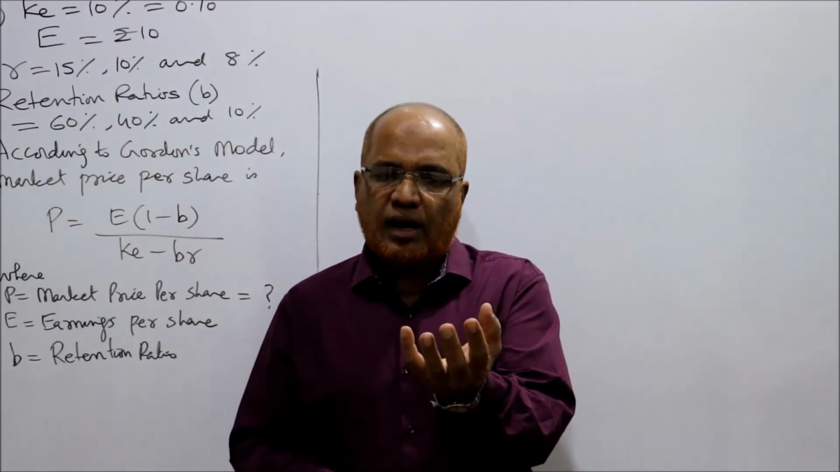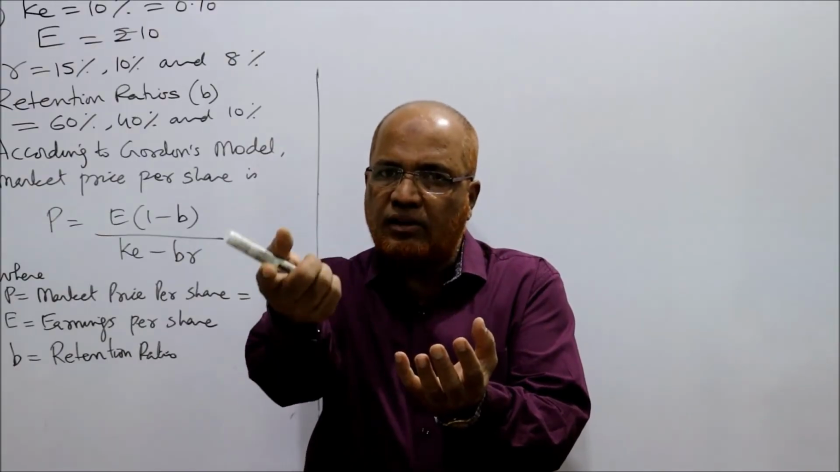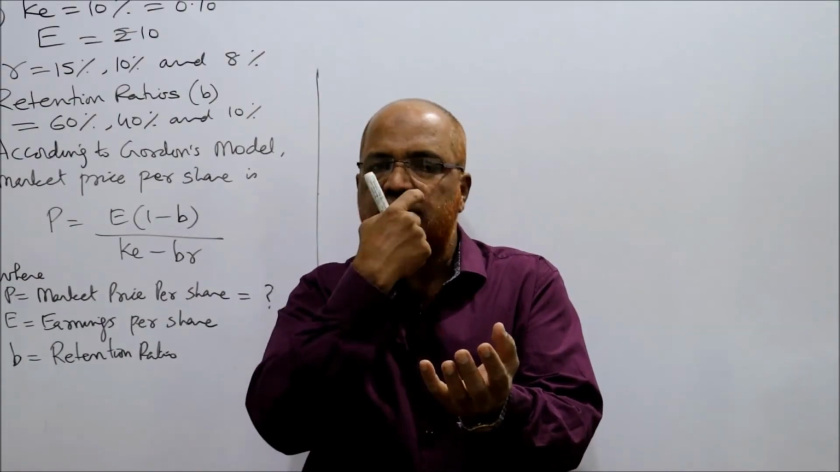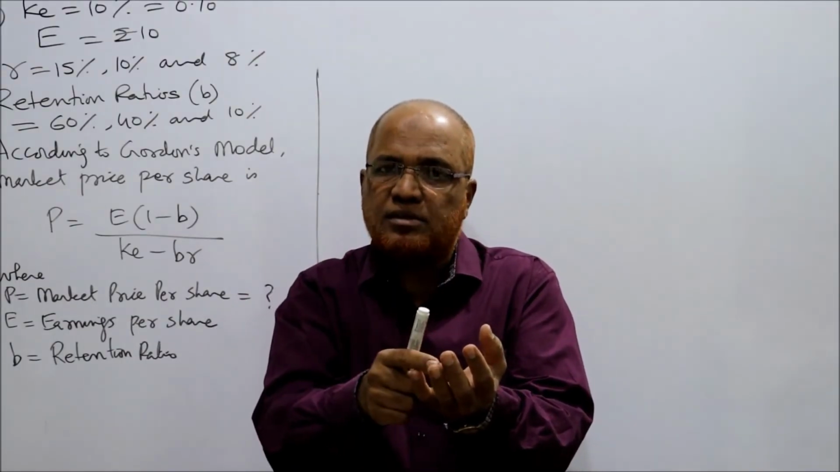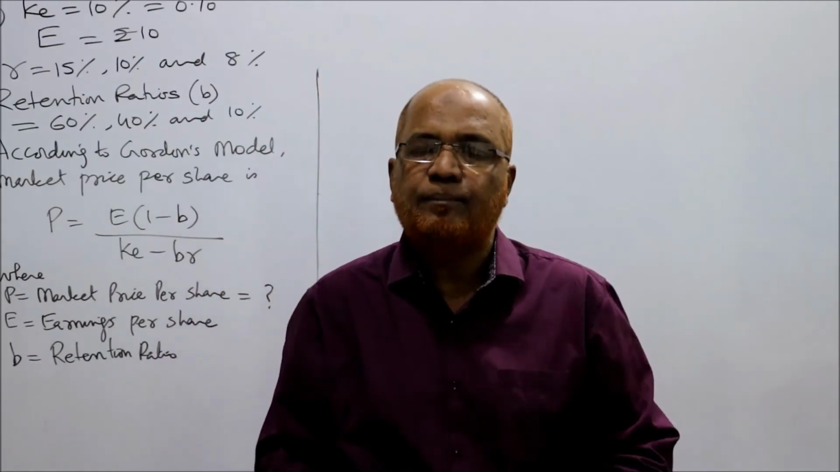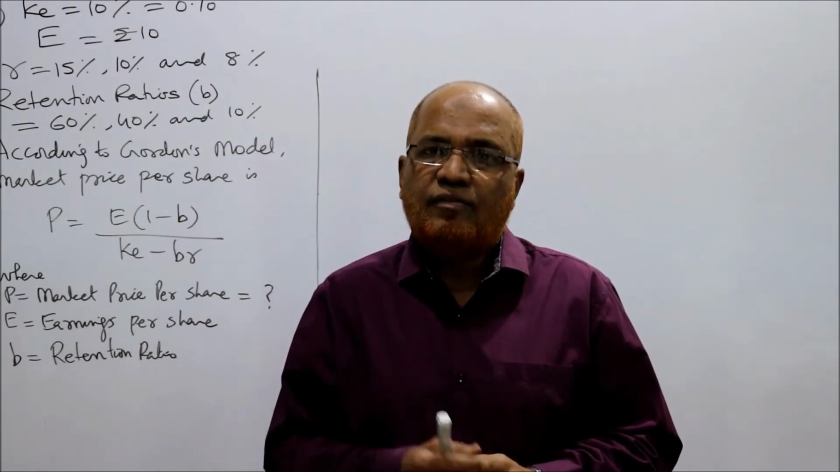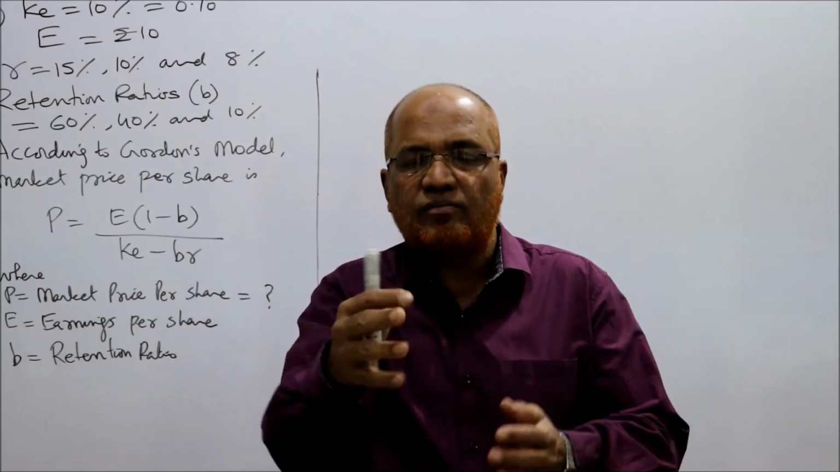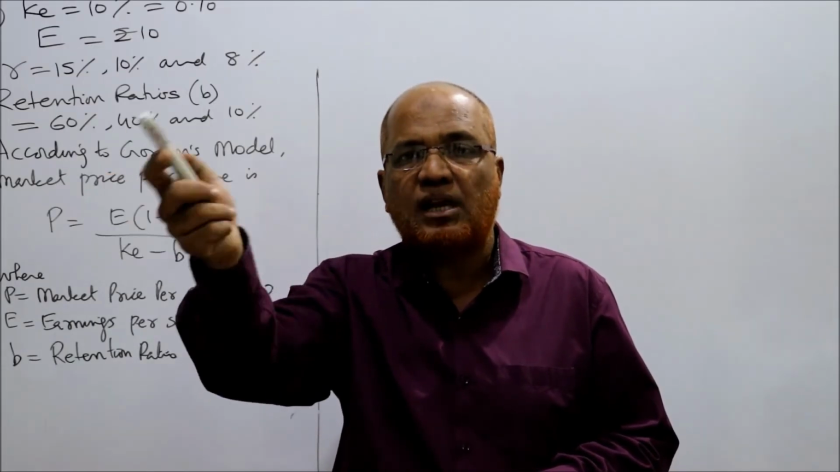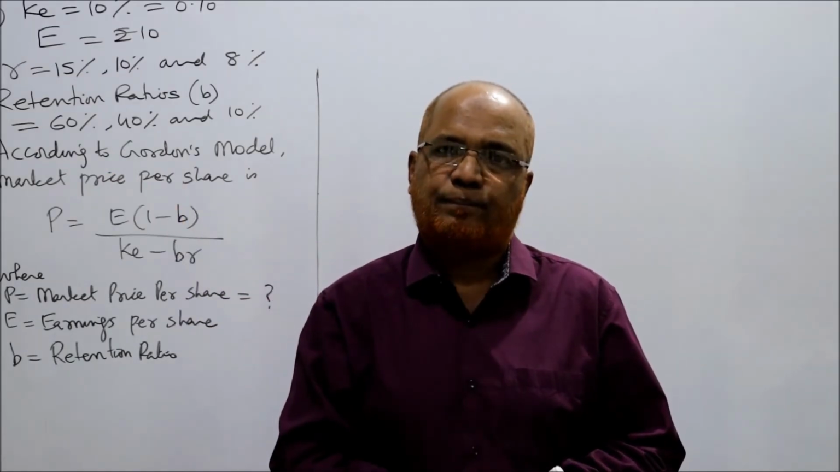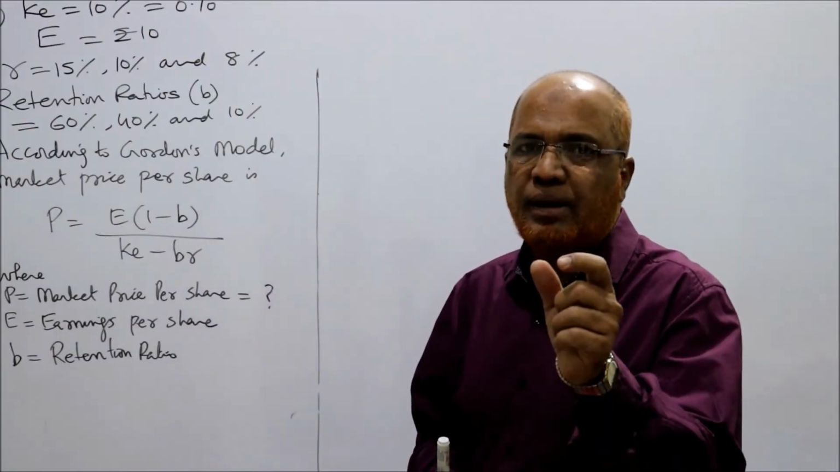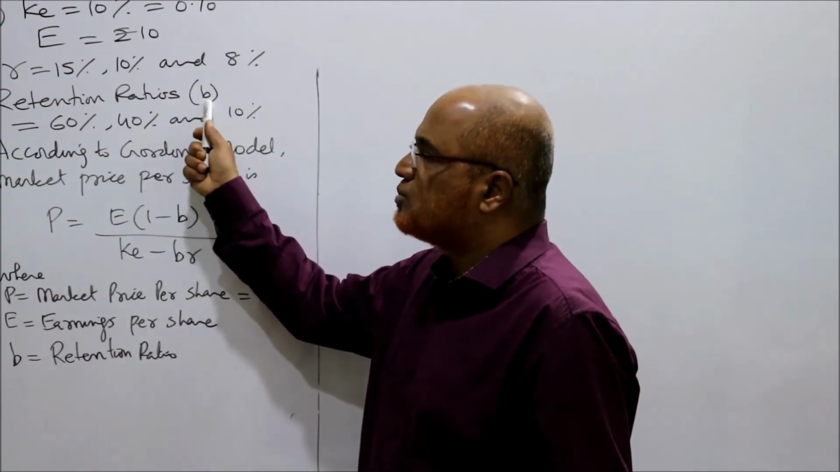So the earnings, some part we are paying as dividend, some part we are retaining. For example, if we are paying 40%, then DP ratio is 40%. When we are paying 40% dividend, how much percentage are we retaining? 60%. So in other words, DP ratio 40%, retention ratio 60%. Retention ratio is abbreviated as B, small b.